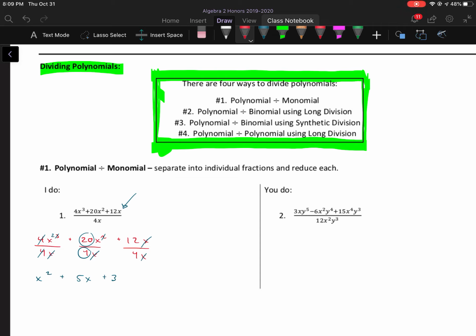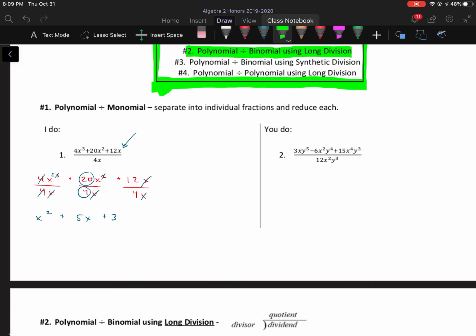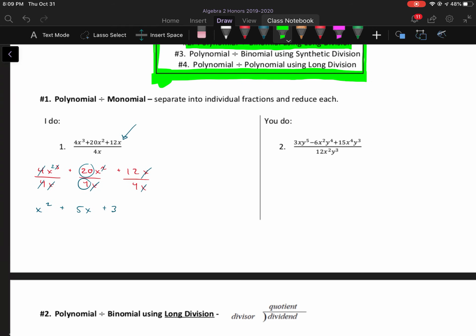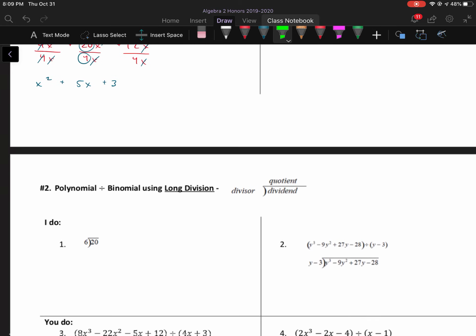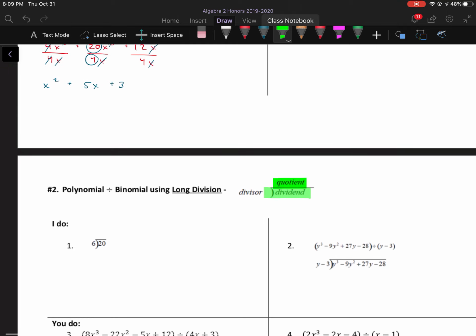Dividing polynomials, round 2. We are going to focus on polynomial divided by binomials using long division. Like I said in the second video, some of you did not learn to do long division the normal way when you were in elementary school, and that's fine because we'll make sure you're good with it now. This is going to be the general format that we use for long division.